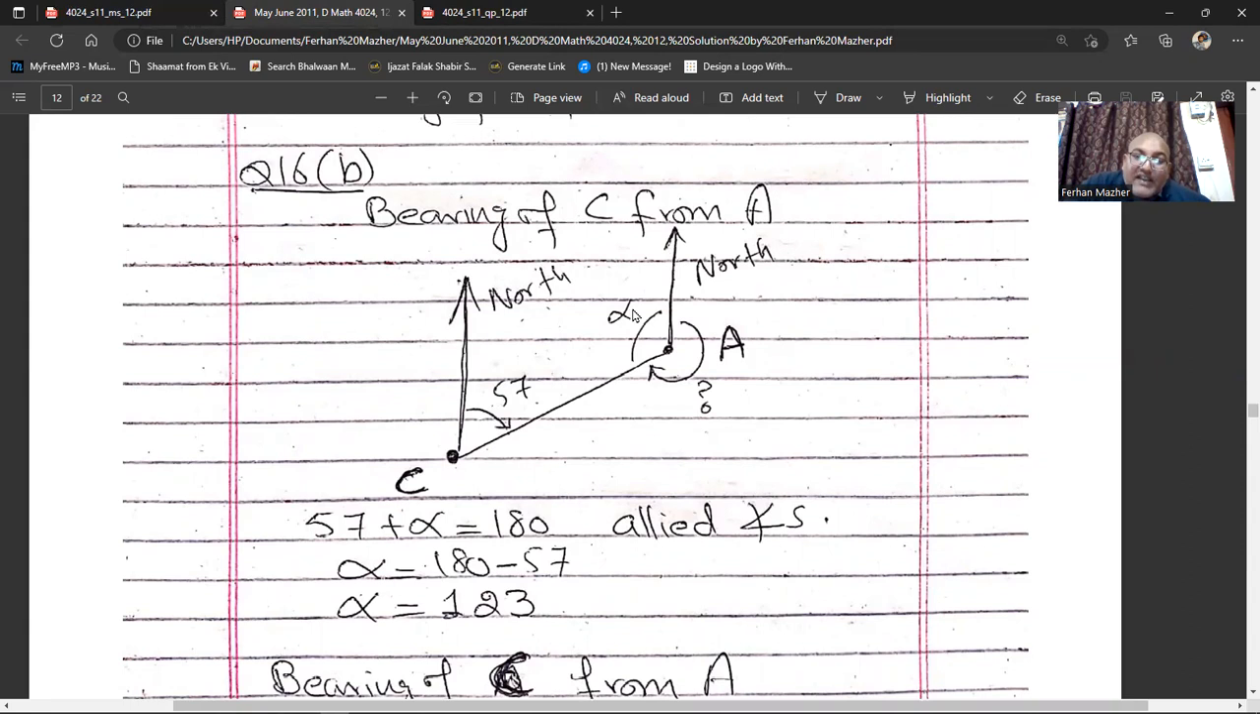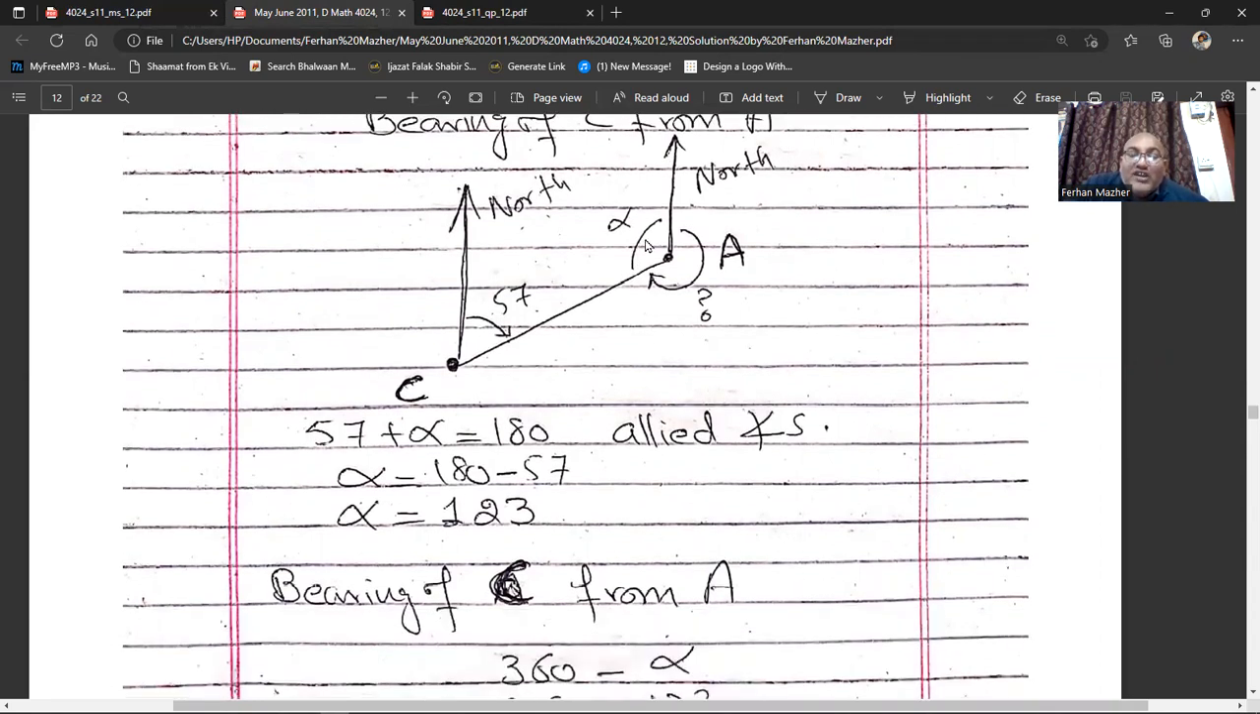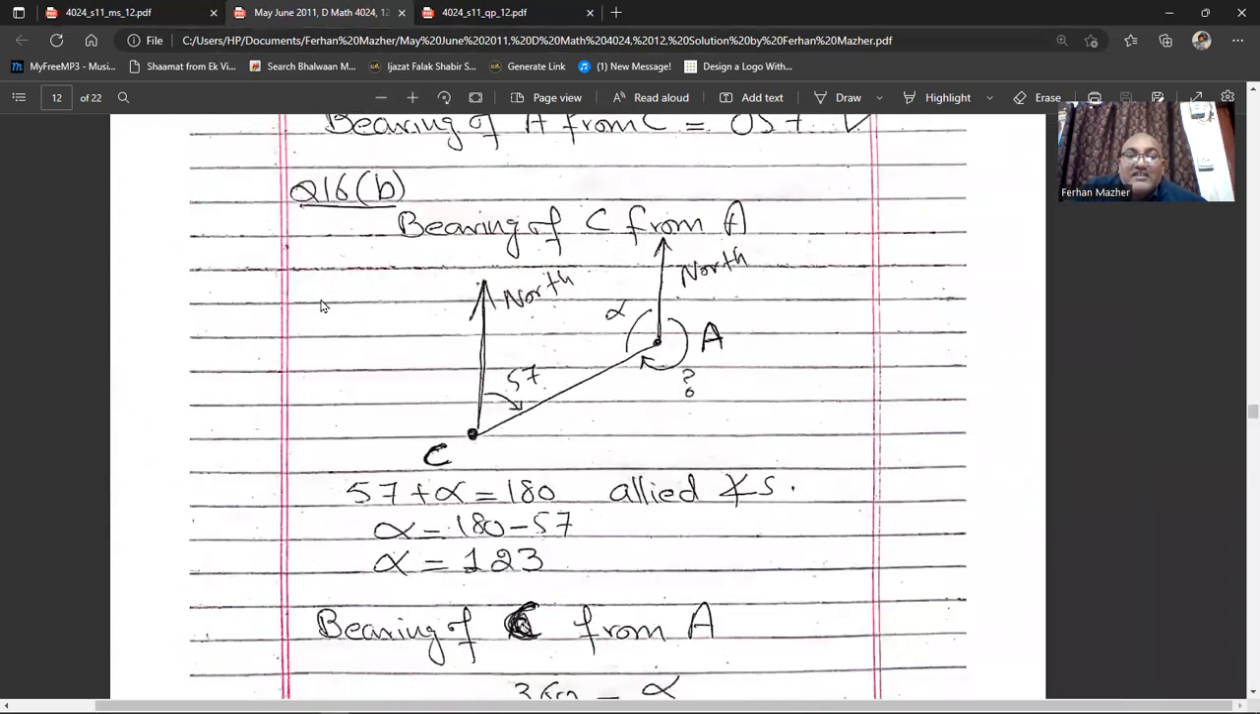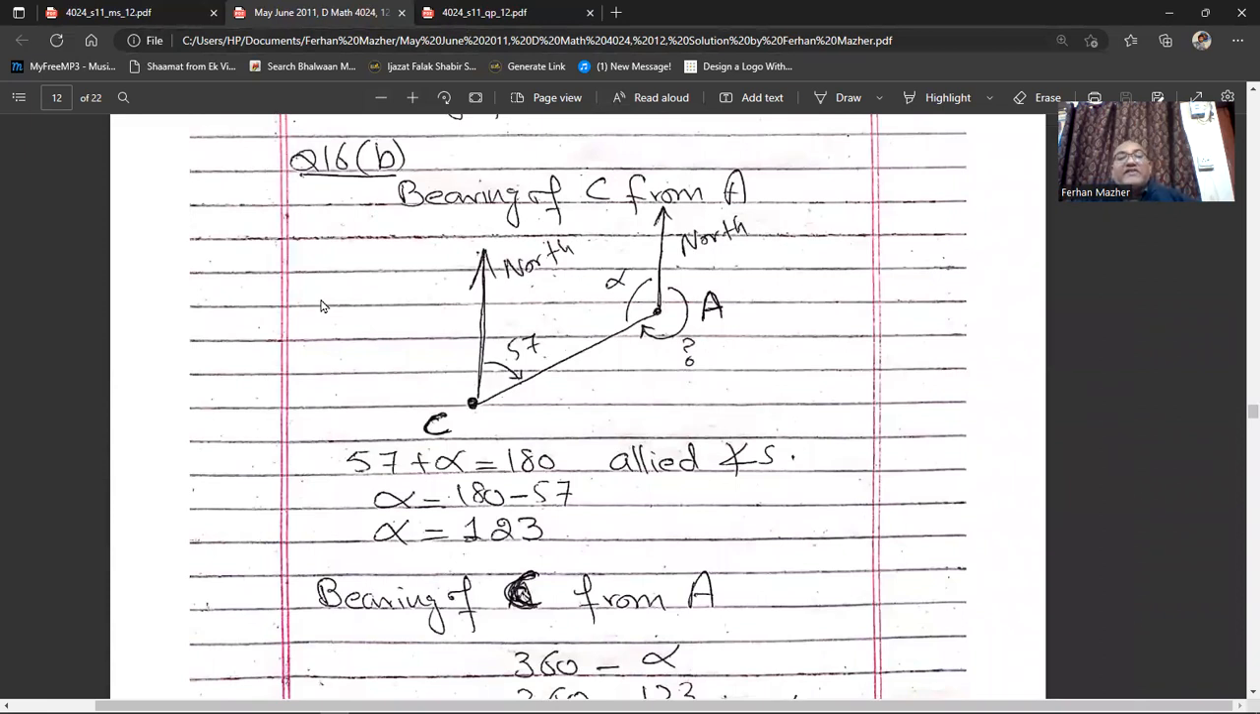From 180 subtract the 57, you get the alpha. Once you know the alpha, from 360 subtract the alpha, you will get the bearing of C from A. So this is how this strategy works. So 57 plus alpha equals 180 because they are allied angles. So alpha will be equal to 180 minus 57. So alpha will be 123.